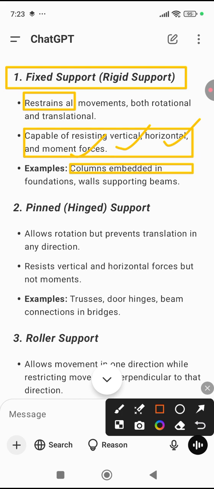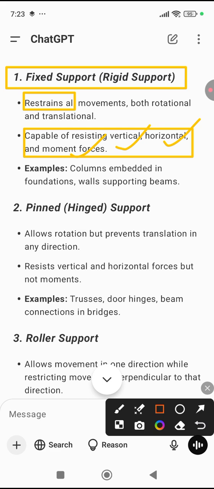Another one is a wall supporting the beam. Walls supporting the beam is an example of fixed support. Why? Because it restrains two different motions, translational and rotational. So due to these two properties, this support is called fixed support.